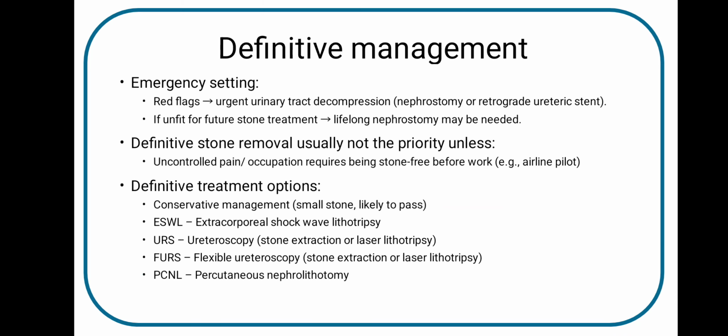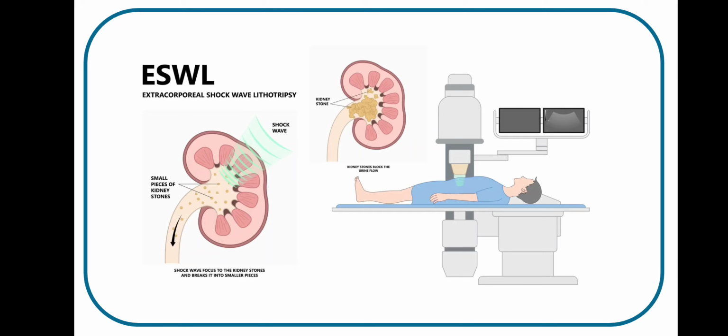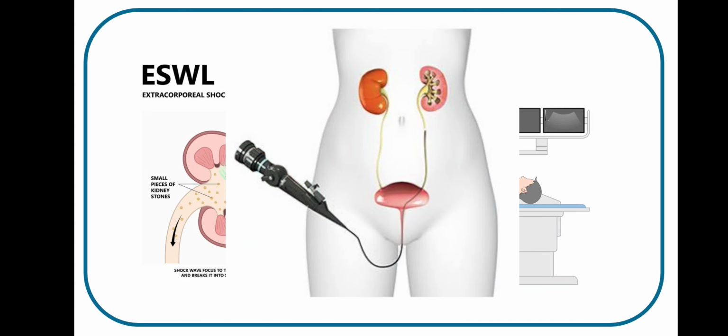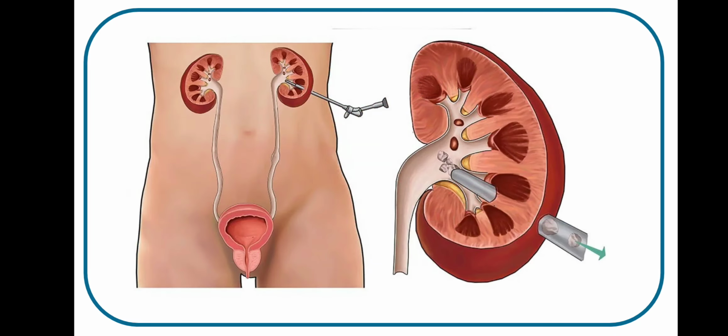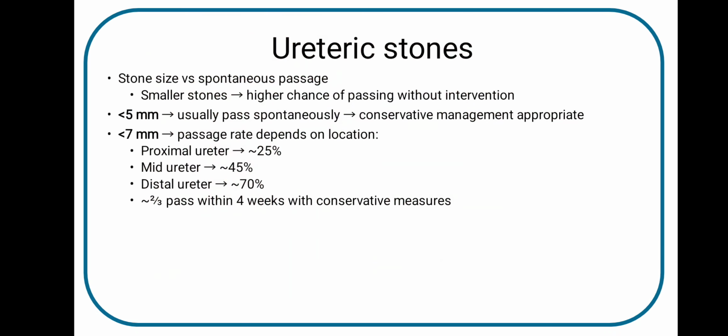Definitively, the management options include extracorporeal shockwave lithotripsy, or a ureteroscopy, or a PCNL, depending on the location of the stone or the size of the stone. This is an image that shows an ESWL, and this is essentially a shockwave that is directed at the stone to try to disintegrate it, and could be in one or a couple of sessions. It could also be a URS or a PCNL.